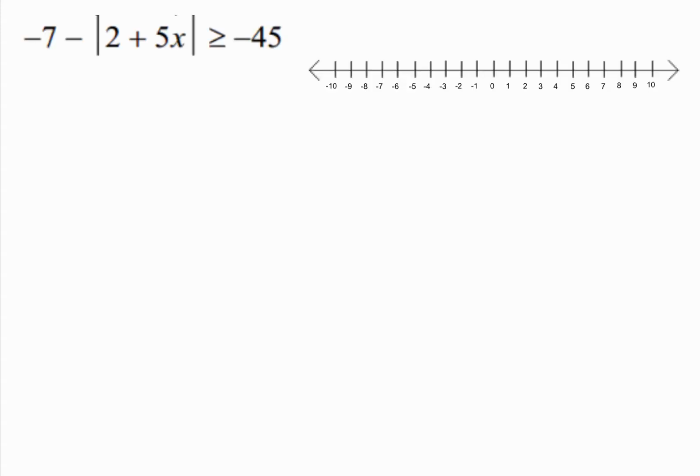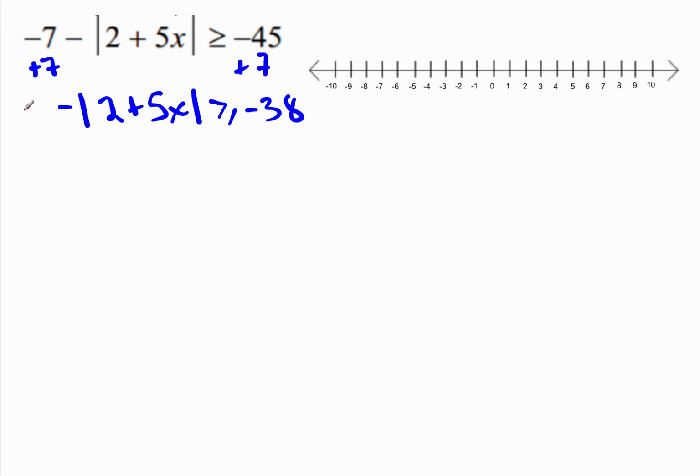Let's do an example. Now this one looks kind of messy and ugly, but it's really not. We're going to start by isolating this absolute value. And so I'm going to add 7 to both sides. And I'm going to have this negative here. Don't lose your negatives. 2 plus 5x is greater than or equal to, when I add this, I get negative 38. Now I want the absolute value completely by itself.